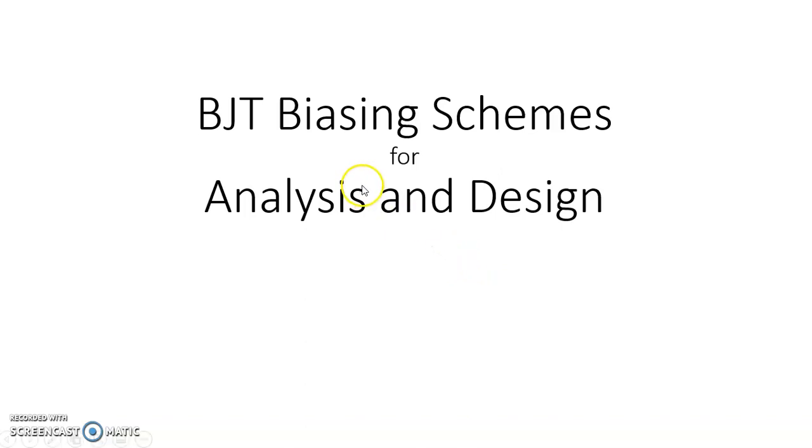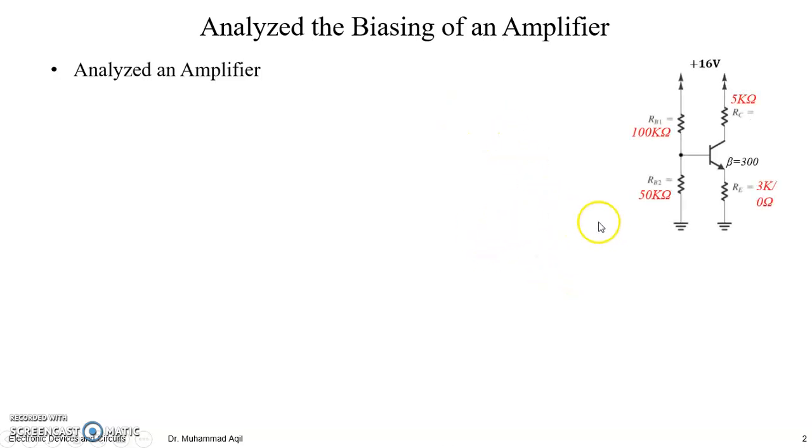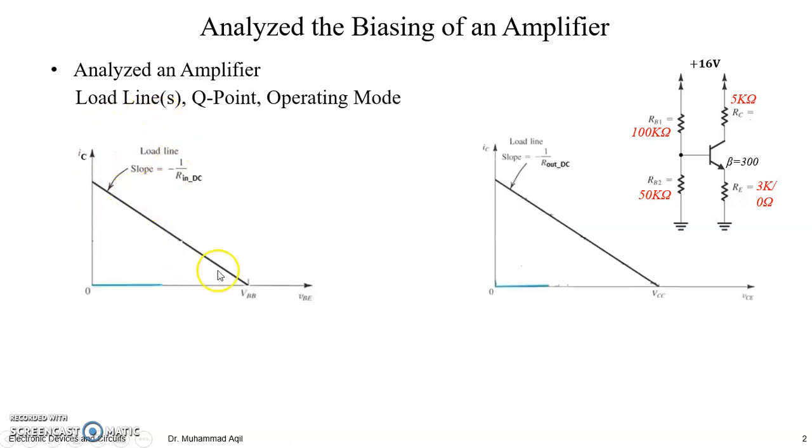Assalamu alaikum dear students. Today we will study different BJT biasing schemes besides the voltage divider biasing we have studied so far for analysis and design of BJT based circuits, especially the BJT based amplifier circuits. We have analyzed an amplifier in which the first step was to find the load lines at the input side and at the output side and find the Q point.